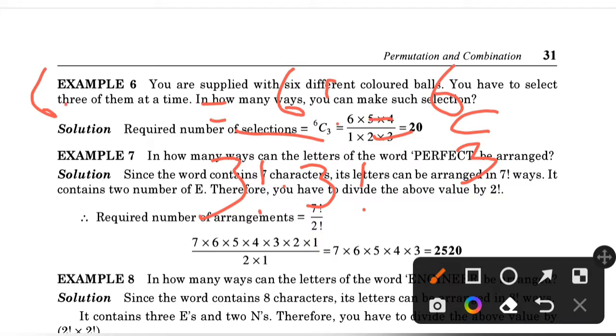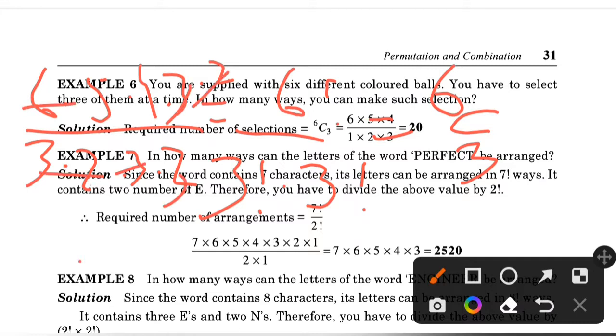6 factorial means 6, 5, 4, 3 and 2. 3 factorial means 3 and 2, and 3 factorial means again 3 and 2. So 3 twos are 6, which will be cancelled with this 6. This 2 3 will be cancelled with this 2 3. So we remain with 5 and 4. So the product of 4 and 5 gives us 20. So the required number of selections, with 6 different color balls where we have to select 3 of them, is 20.